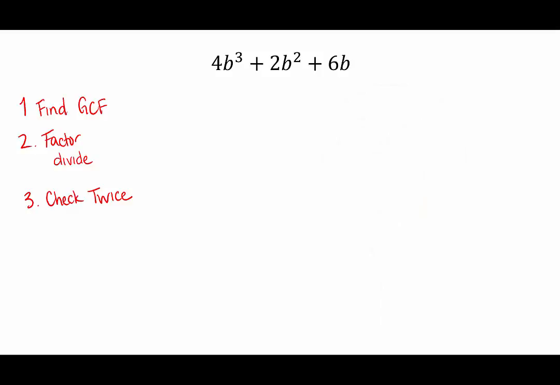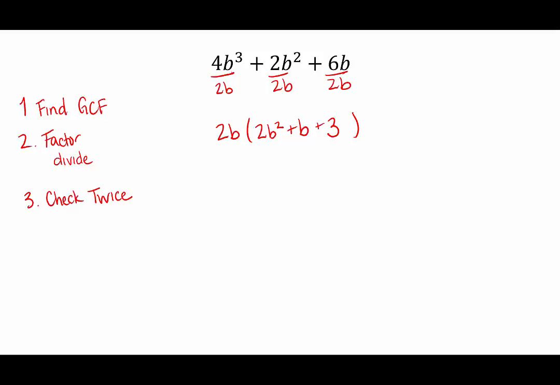Okay, so you've tried it. The GCF in this polynomial is 2b. And then I'm going to divide each term by 2b. 4b cubed divided by 2b gives me 2b squared. 2b squared divided by 2b gives me b. And 6b divided by 2b gives me 3.